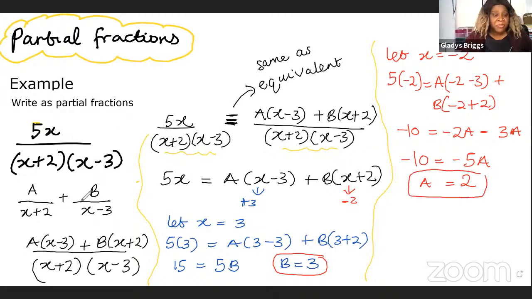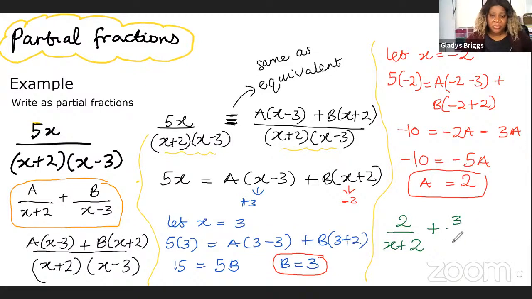Now we can just replace this fraction with a and b. Let me use a different color. Rewrite this fraction with a and b. Yeah. This one. So we're going to say 2 over x plus 2 plus 3 over x minus 3 is the partial fraction. Okay, this is the partial fraction, and that's the final answer.